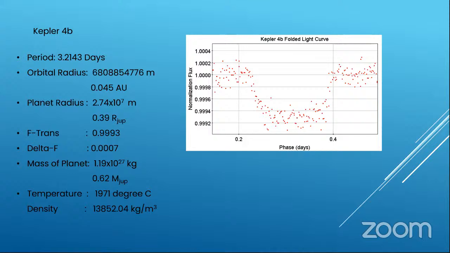Delta F was found 0.0007. The mass of planet is 1.19 into 10 to power 27 kg, which is around 0.62 times mass of Jupiter. The temperature is found 1971 degrees Celsius, and the density is 13852.04 kilogram per meter cube.